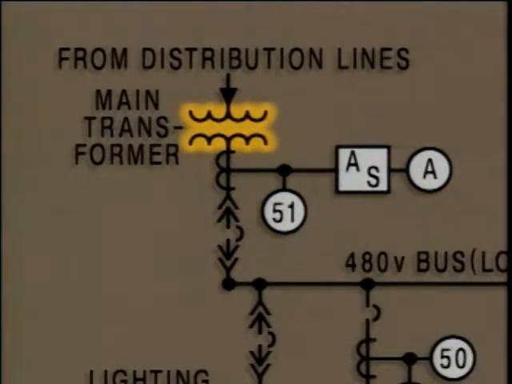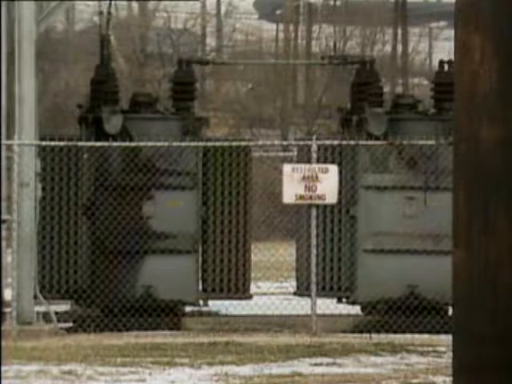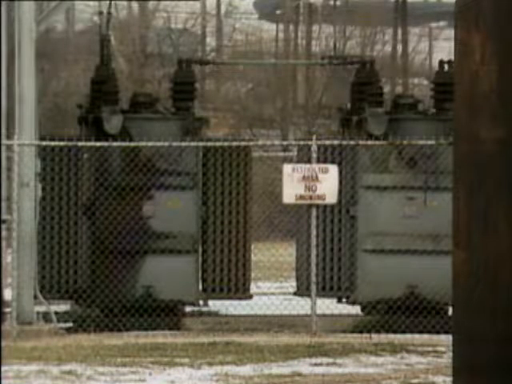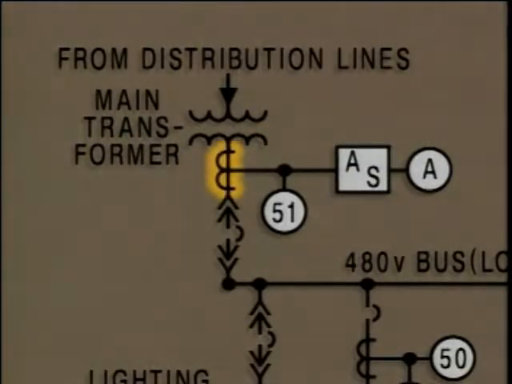This is the symbol for a power transformer. It is the main transformer where power comes into the plant. The transformer converts the incoming high voltage from the distribution lines to a lower voltage that is used within the plant. This symbol represents a current transformer.